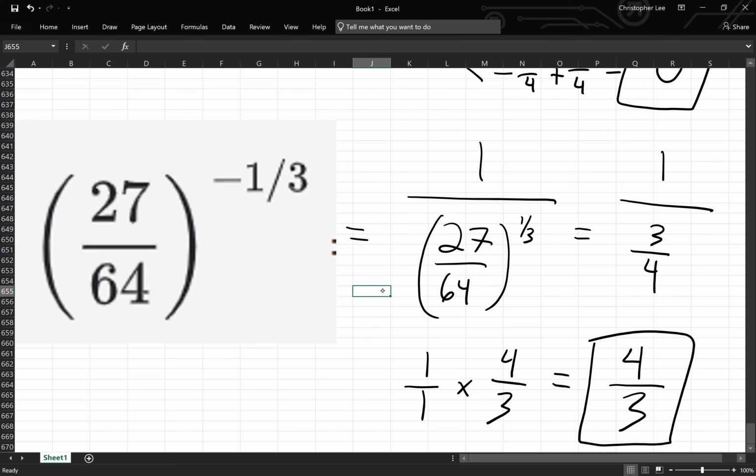The 1/3? Calculator. That's what he did. But also, what's the cube root of 27? That's 3. And then what's the cube root of 64? It's 4. Oh, okay. Yeah, like that.